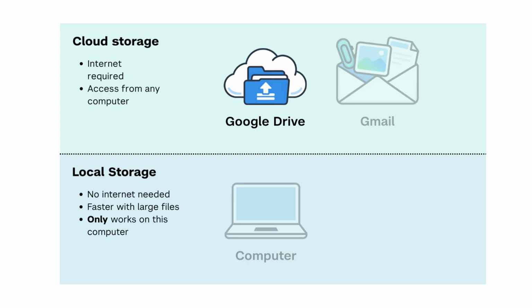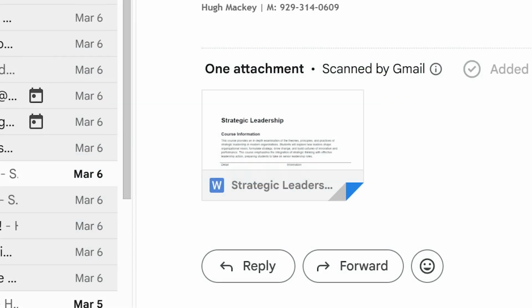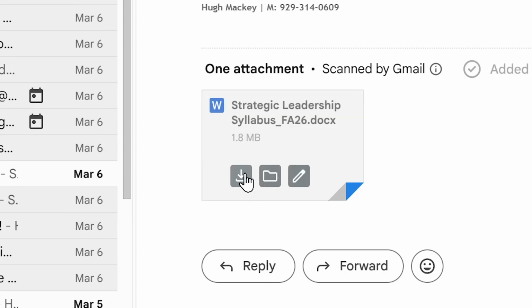There's one more place your file might be hiding: your email. If someone sends you a file as an attachment in Gmail, it's sitting right there in the message, but it's not on your computer or in Google Drive, at least not yet. It's stored on Google's email servers, which is another form of cloud storage. When you hover over an attachment in Gmail, you'll see two key options. The download icon saves the file to your computer, usually the downloads folder, so that's moving it to local storage.